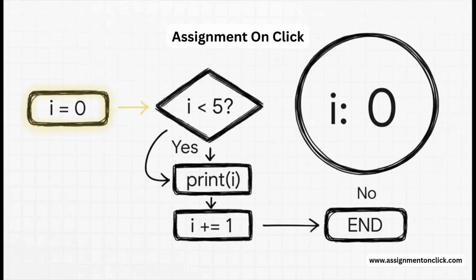Let's walk through this example. First, we need a counter. So we create a variable i and set it to 0. Then the loop kicks in and asks a question. Is i less than 5? Well, right now it's 0, so yep. So it runs the code.